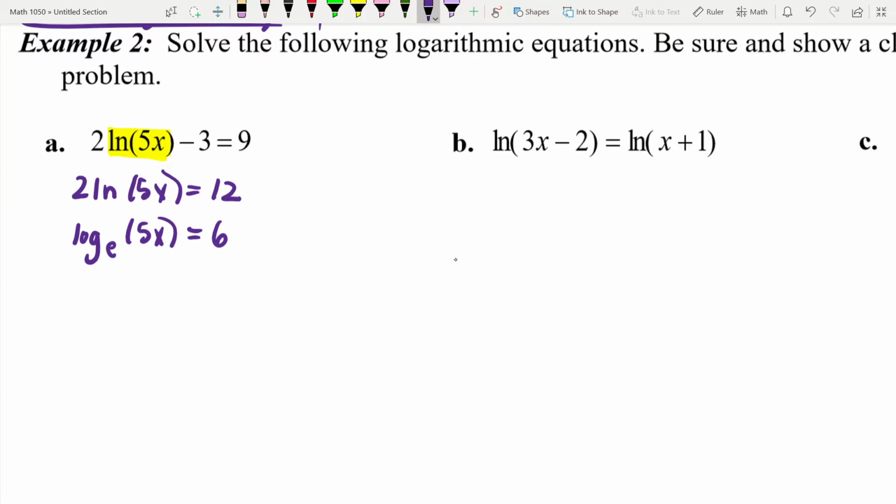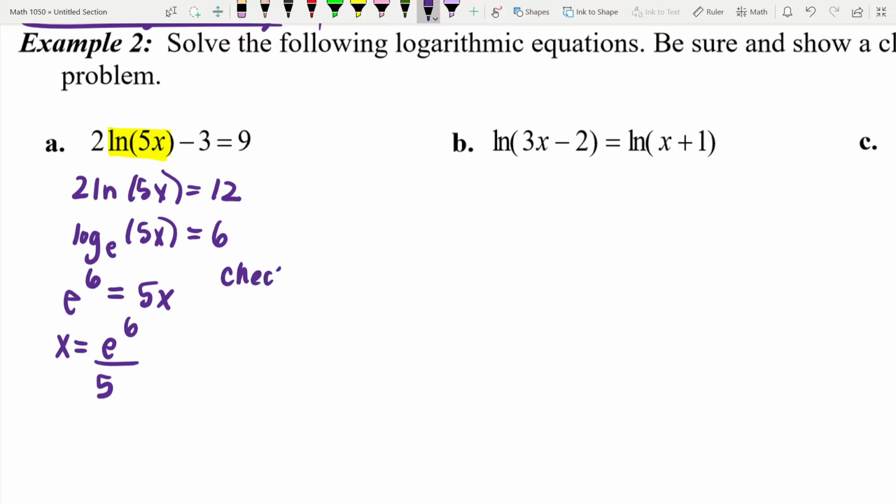My base is e, so e to the 6th is equal to 5x. To solve for x, you divide by 5, and you get e to the 6th over 5. Are we done? We are not done. Why not? You have to check, because it was given in log.